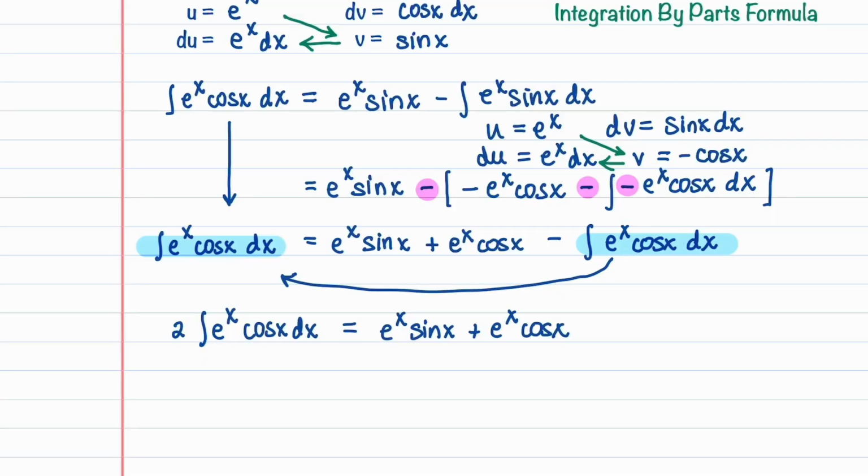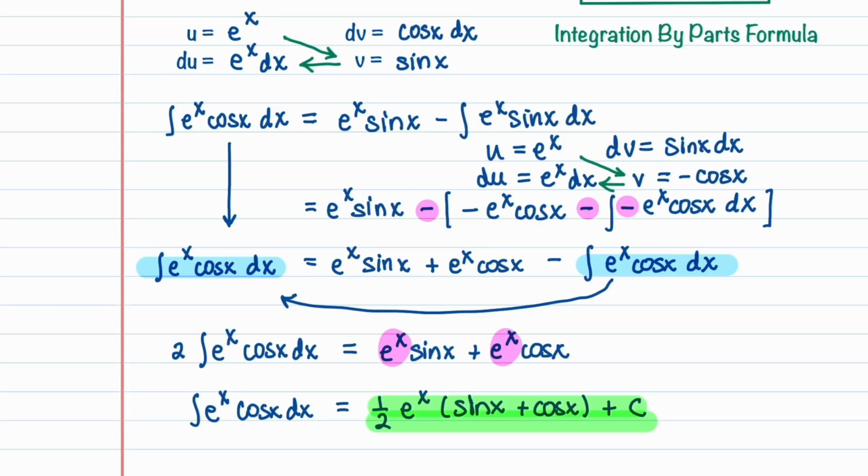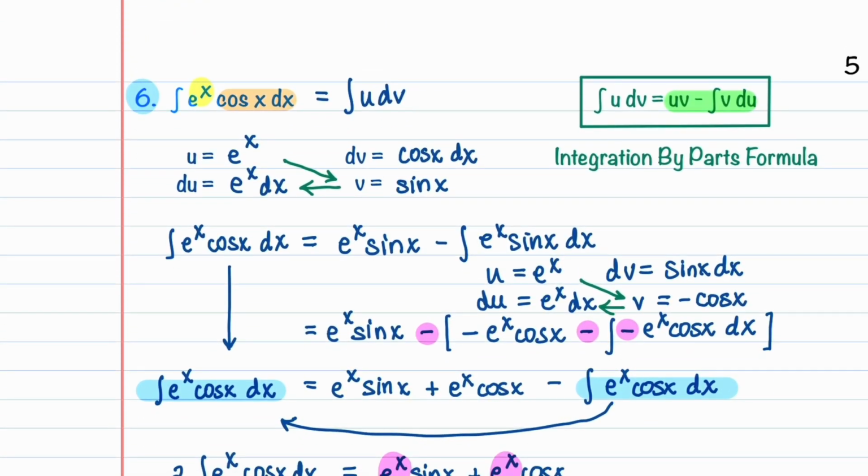Now all we have to do is divide by 2, and we'll pull out our e to the x because that's a common term, and we'll add our plus c. We have the integral of e to the x cosine x dx is equal to 1/2 e to the x, times sine x plus cosine x, and then our arbitrary constant plus c. And there's our final answer. I would put a star by this problem, and just remember that this problem is one where you have to use integration by parts 2 times, and you get back the original integral.